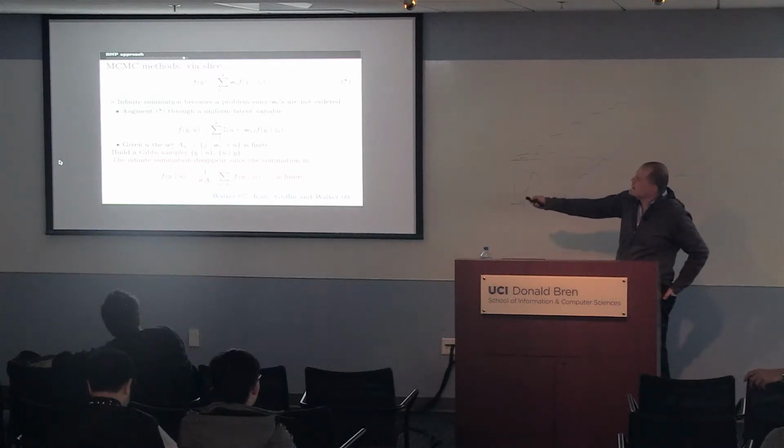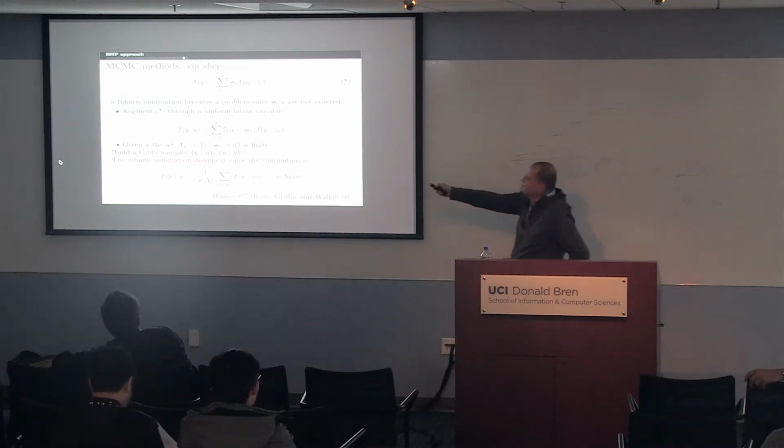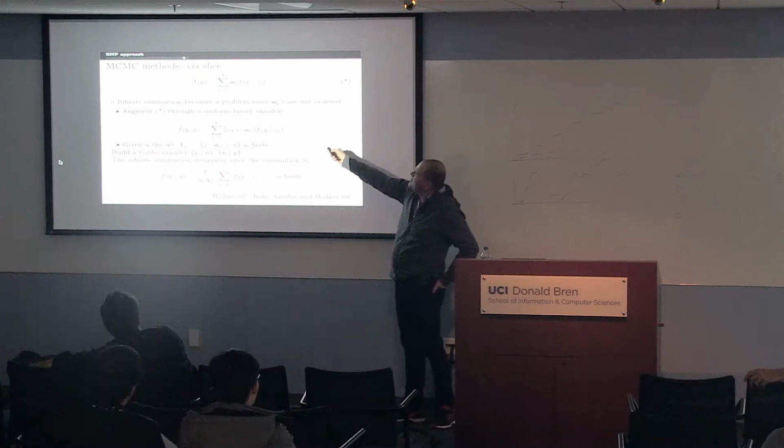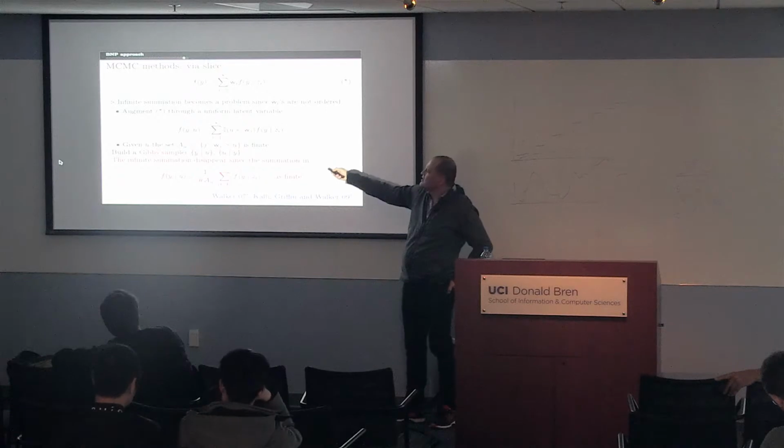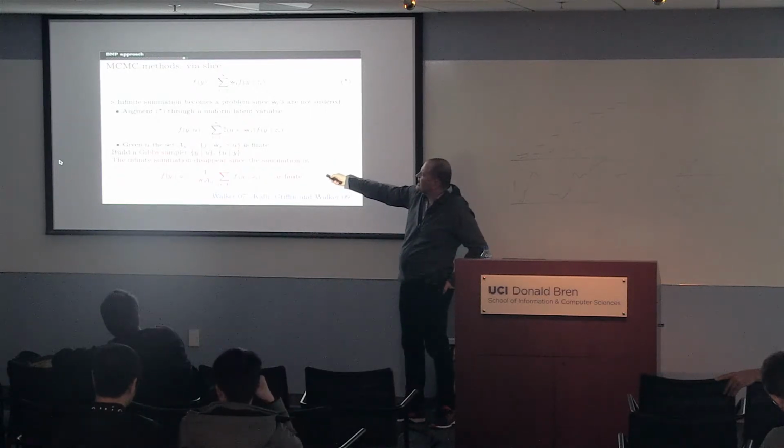So you have the slice method of Stephen Walker in 2007. What he says is, look, you have this infinite representation. Since we cannot put infinite things in a computer, why don't we truncate? But let's truncate randomly, not just put in a number. How can we truncate randomly? By introducing a uniform random variable, that allows you to truncate the weights.